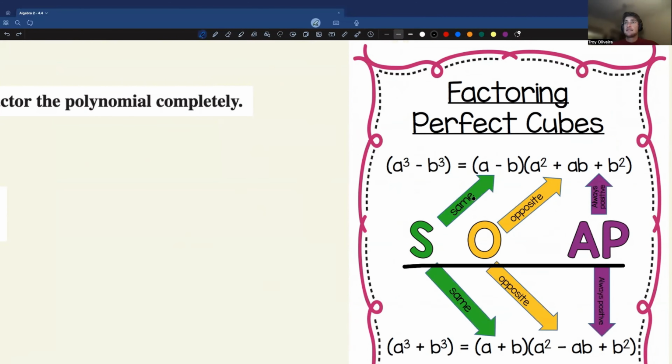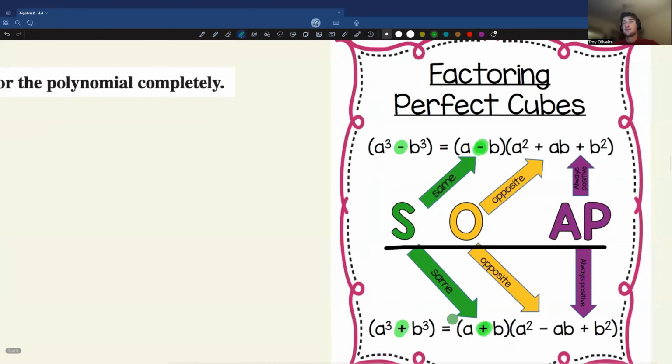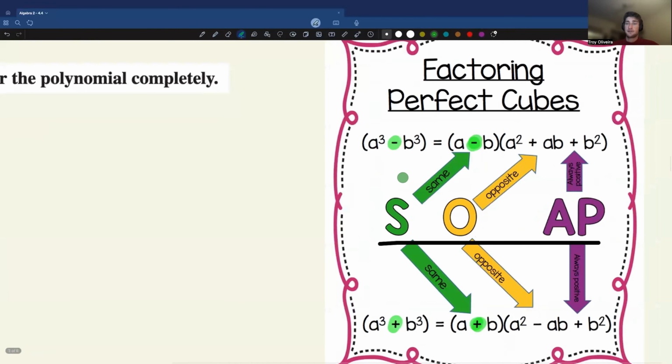So same means it should be the same sign. So look here, we have a minus sign. So this was a difference of cubes. So the first thing we write is a minus, and this A and this B are always just going to be there, right? So whatever the cube root of that term was, and then whatever the cube root of this term was, go right here. But notice down here, it was a plus. So instead of A minus B, it's A plus B. So we have to kind of change our pattern based on whether we had a sum of cubes or a difference of cubes.